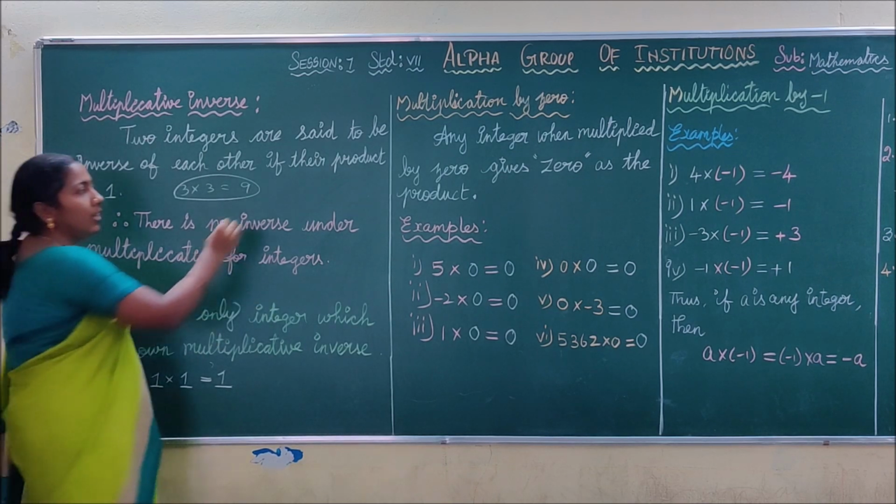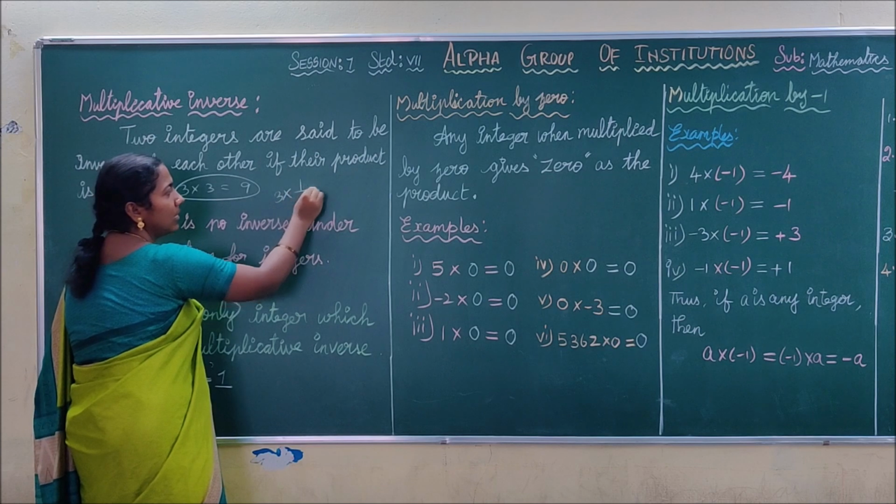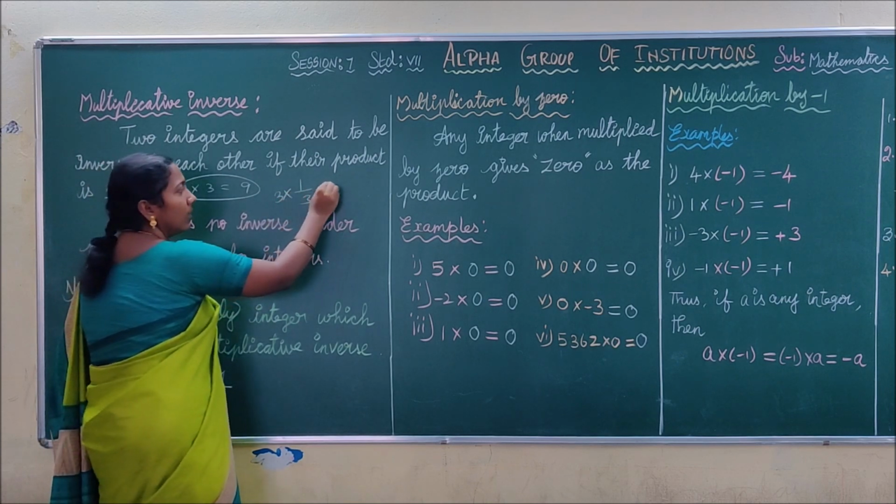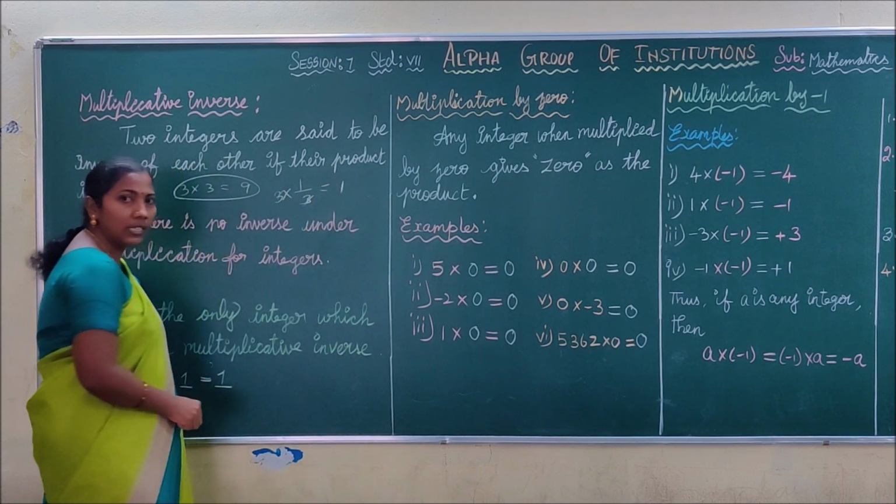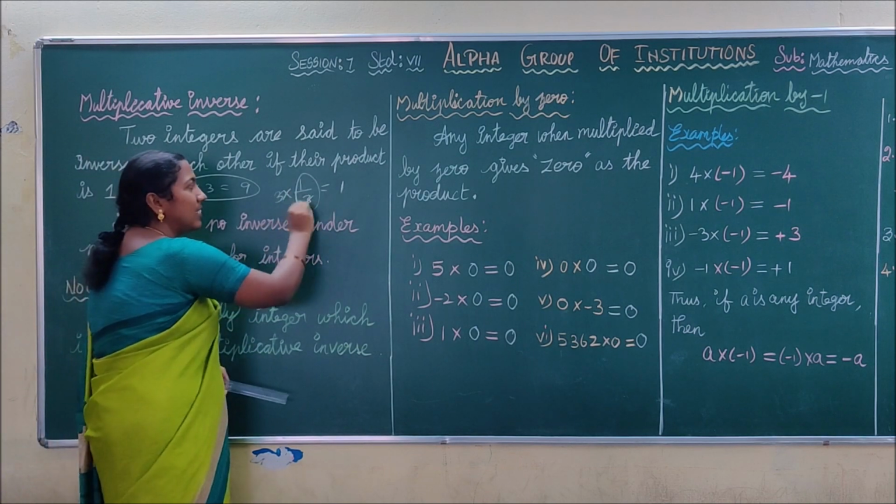Somebody can say we can find it like this. That is 3 into 1 by 3. The answer is 1, ma'am. You can say that, but 1 by 3 is not an integer.